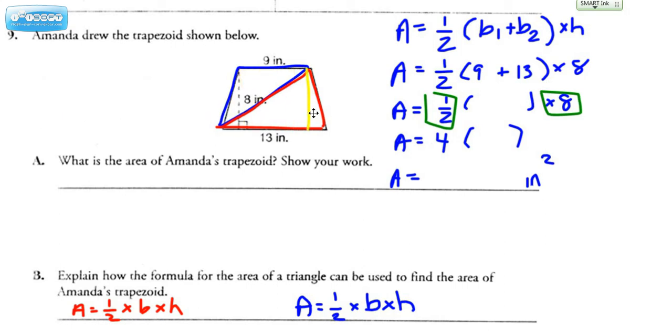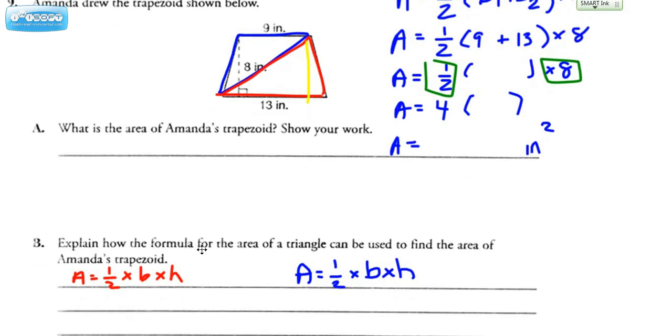Why is it the height of the red triangle also? I'm just going to slip this over here. See, that's still 8. That's the height of the red one. And if I slide it over here and I call this the base, then that would be the height of the blue one. So let's focus on the red one first.